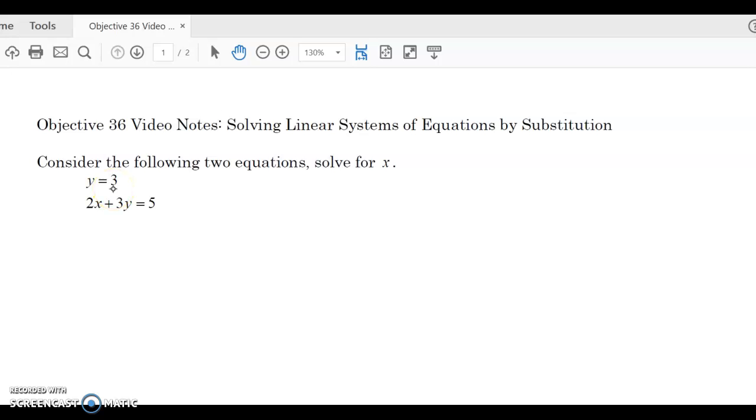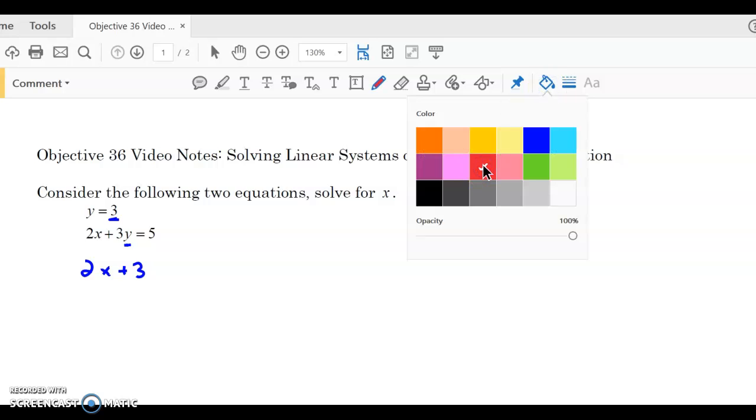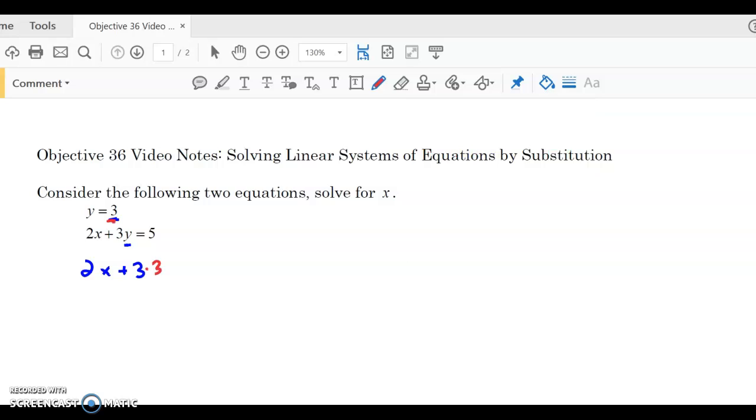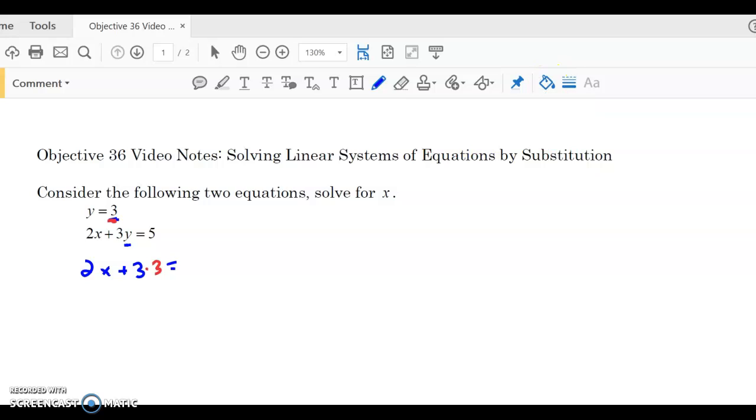So we're going to substitute the 3, which is equal to y, into the second equation, because we know the value of y is 3. We rewrite 2x plus 3, taking out the y and putting in this 3, and then we write equal to 5. Now you can see we have an equation, 2x plus 3 times 3 equals 5. So we can just use our linear algebra skills to solve this.